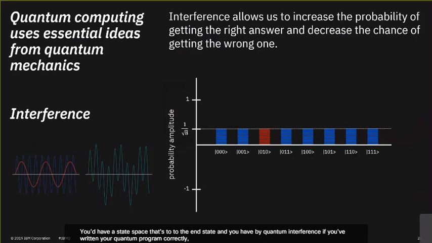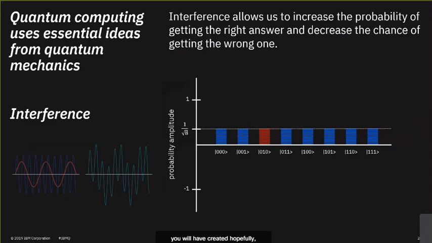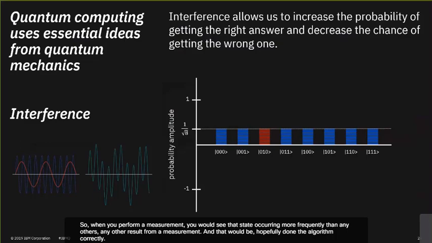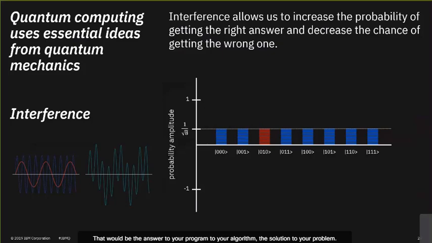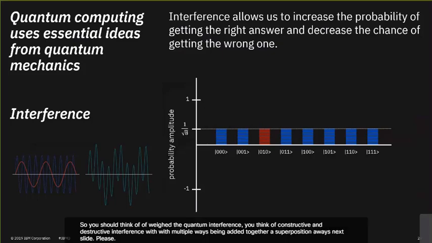And by quantum interference, if you've written your quantum program correctly, you will have created hopefully just 1 state with a significantly larger probability than all the other states. So when you perform a measurement, you would see that state occurring more frequently than any other result from a measurement. And that would be, hopefully, if you've done the algorithm correctly, the answer to your algorithm, the solution to your problem. So you should think of waves. This is the quantum interference. Think of constructive and destructive interference with multiple waves being added together, a superposition of waves.